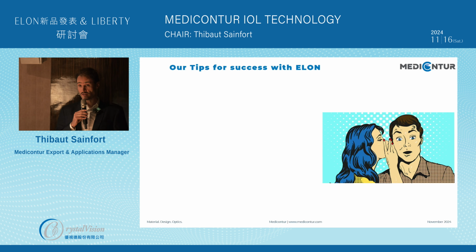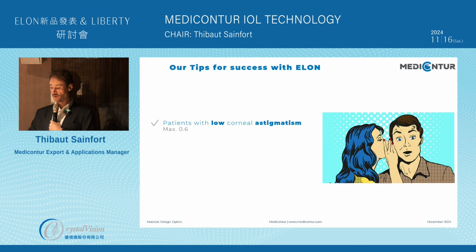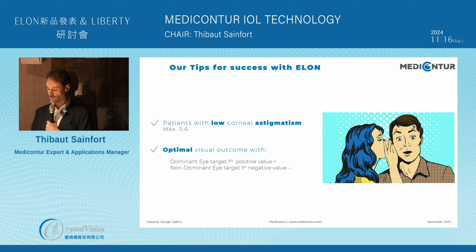If you want to start using the ELON in your practice, there are just a few tips for getting the best results when starting. Be careful about the corneal astigmatism. Starting from 0.6 against the rule, please be careful, and you might need to go with the toric IOL if you want to improve your results.